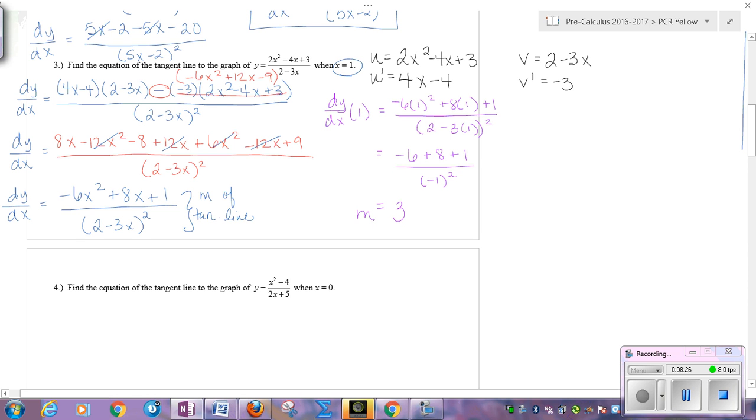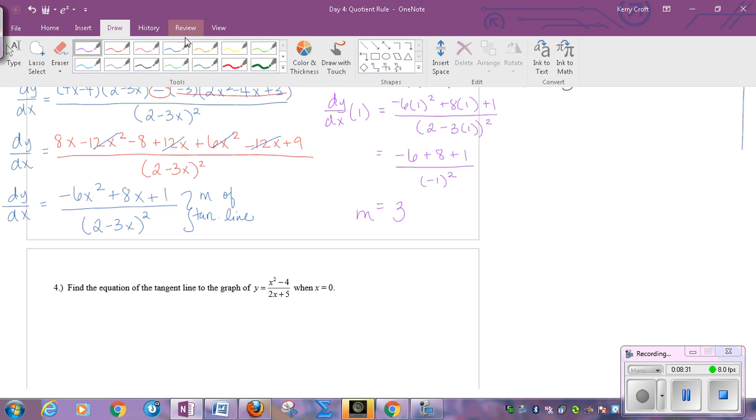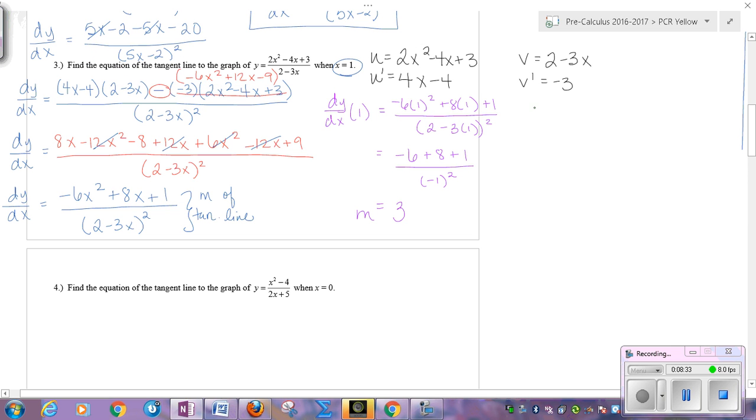Okay, so this is the slope of our tangent line. We still need a point though. Remember that your curve and your tangent line share the point. So when x is 1, we want to actually evaluate using the original function up here because we want to find that point on the curve. So you're going to do y of 1. You're going to substitute 1 back into the original.